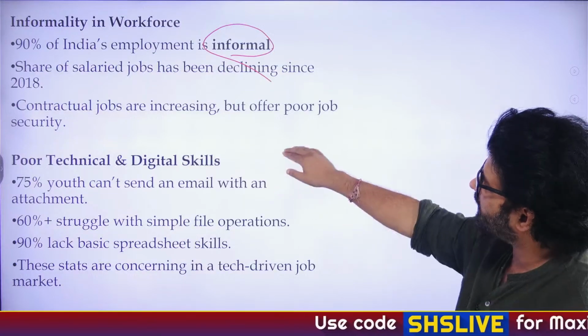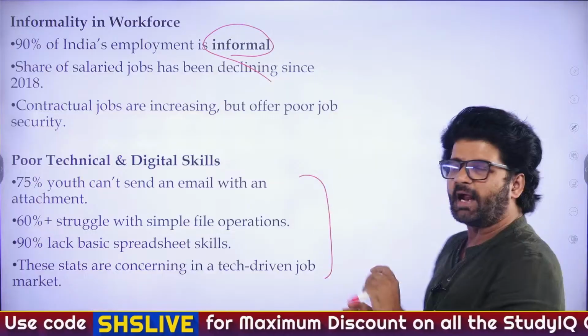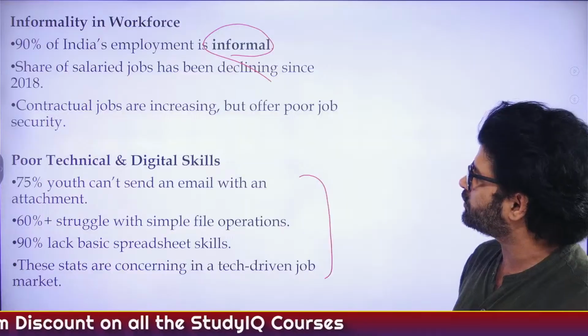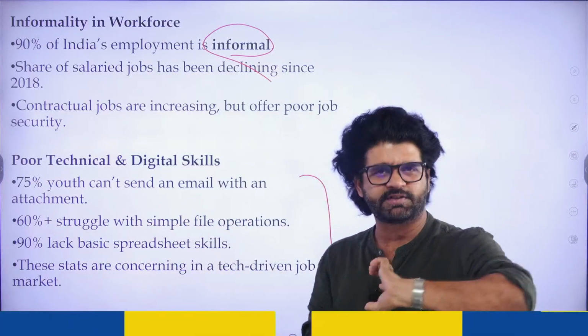Contractual jobs are increasing but offer poor job security. All these things are happening. Let's focus on these facts: 90% informal sector, Indian education system, AI, etc. 75% of youth can't send an email with an attachment. You may feel like, sir, we can all send. You are not the 75% of youth.